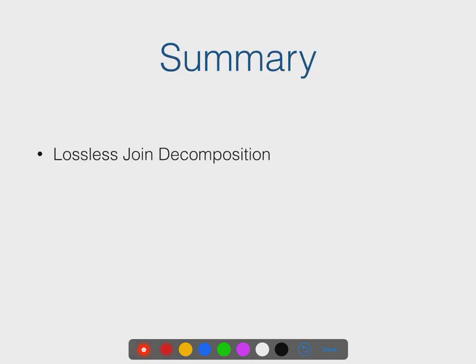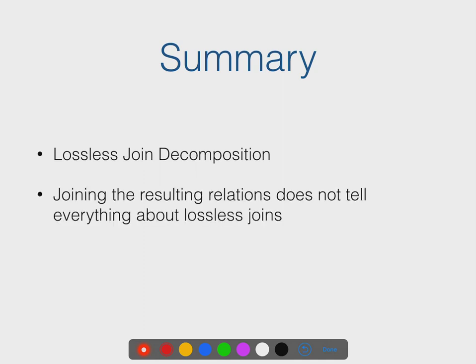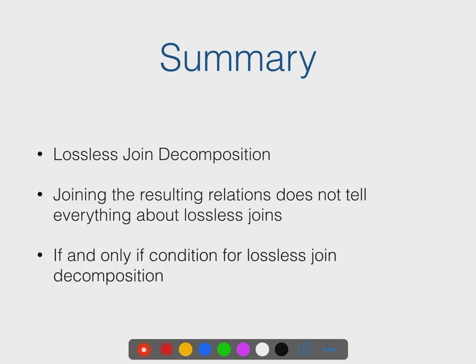Here's a summary. We have seen lossless join decomposition again, and we have seen that joining the resulting relations does not tell everything about lossless joins. In one instance, after decomposition and rejoining, we can obtain the original relation, but we should have this property for all instances. And checking all the instances is not possible, but we have an if and only if condition for lossless join decomposition that the intersection of the schema should be a key in either relation. So that's the end of this lecture.